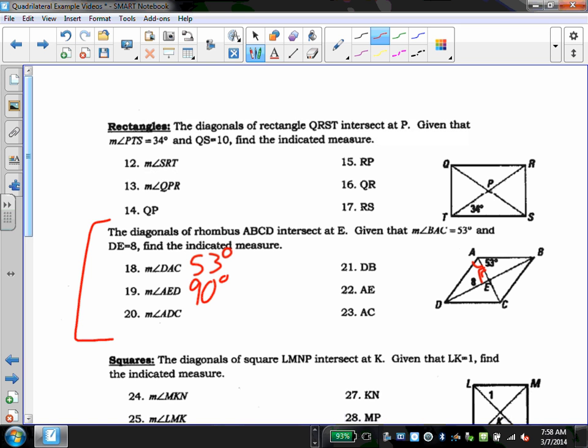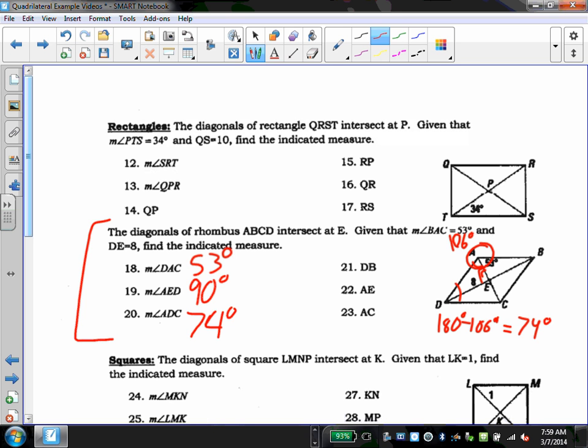And what that means is we know that this whole angle up here is 53 plus 53, which is 106 degrees. That means that this angle here has to be supplementary to it because this is a parallelogram type. So 180 minus 106 is 74, which means that whole angle there is 74 degrees, and that's what ADC is.